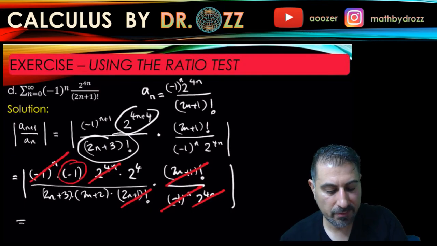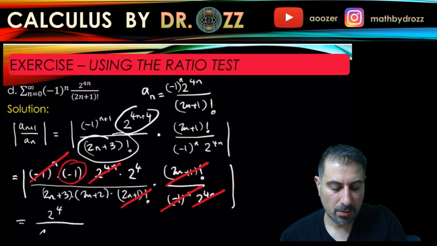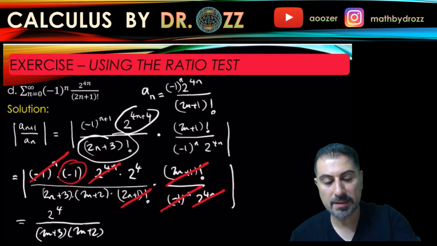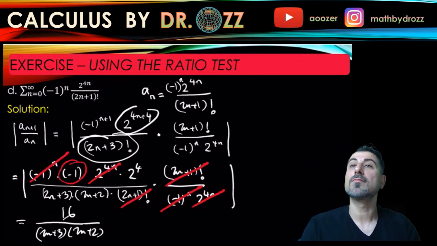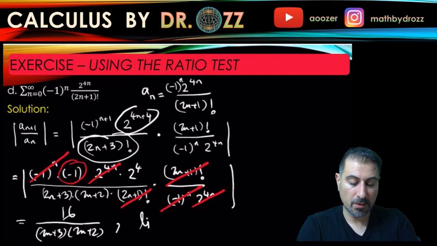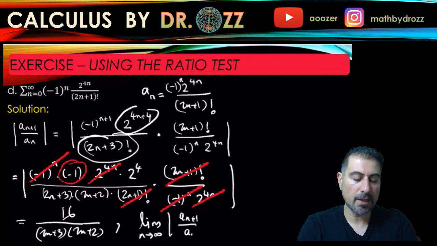So then what I'm left with is 2 to the 4th over (2n+3)(2n+2). 2 to the 4 is 16, so I can just write it out. Okay, so let's pass the limit. Let me just put a comma here and continue from here. The limit of a_(n+1) over a_n.